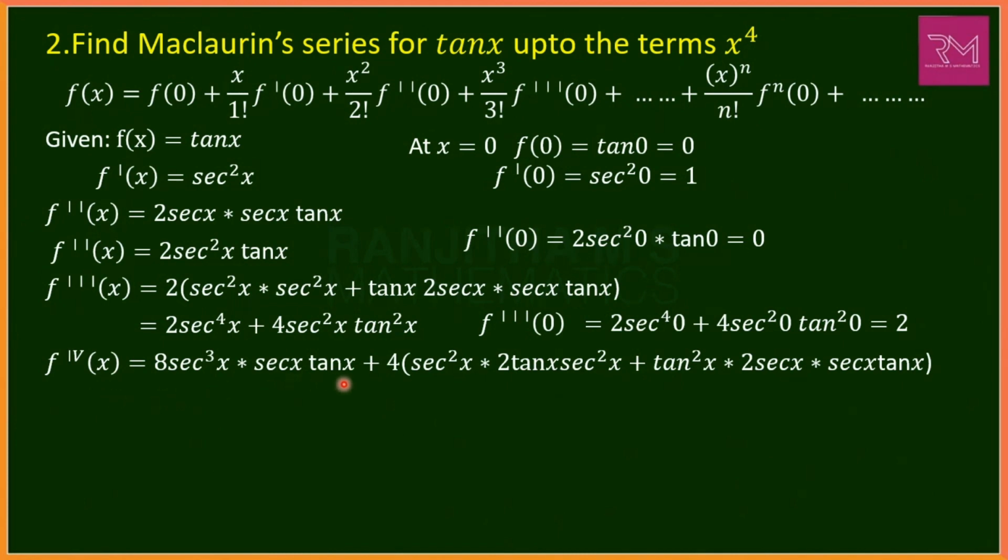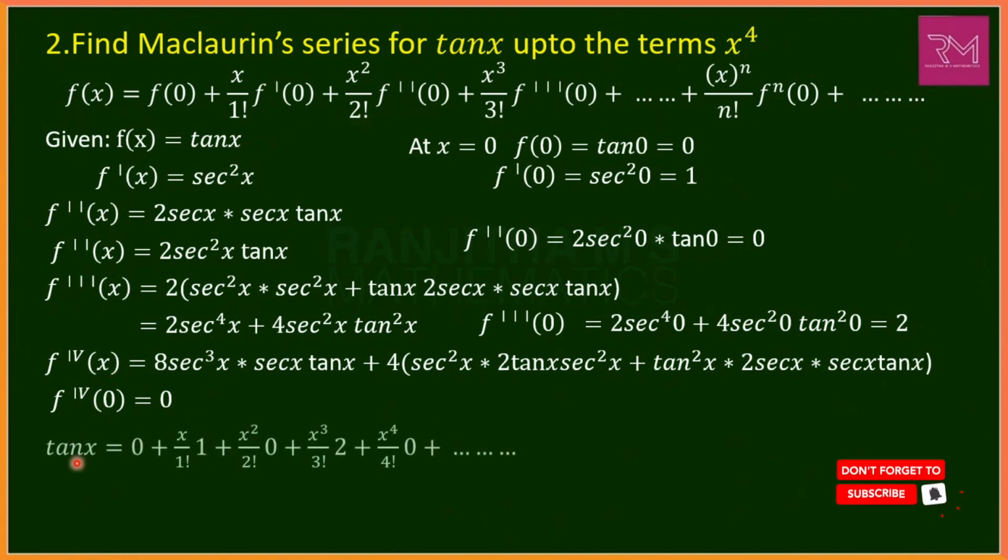Similarly, f power fourth derivative of x. Here we have tan x term, here also tan x term, here also tan x term. Hence we know that tan 0 is 0. Hence we get f power fourth derivative at 0 value as 0 itself. After finding all these values, we have to substitute in the Maclaurin series of expansion.